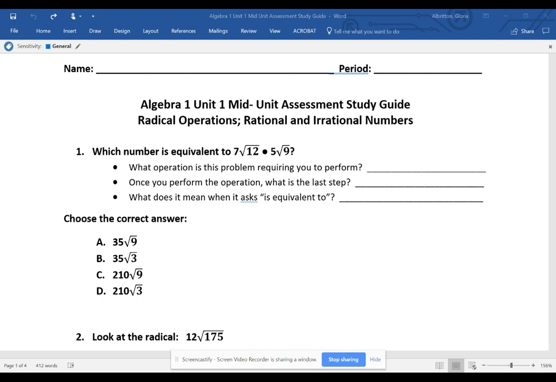We're having the Unit 1 Part 1 test on Wednesday. It's on radical operations and rational and irrational numbers. Let's start with number 1. Which number is equivalent to 7 square root of 12 times 5 square root of 9?